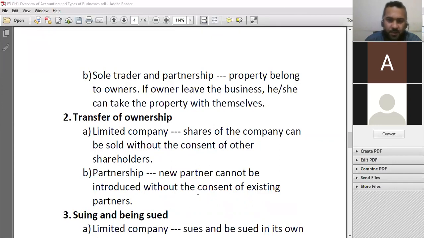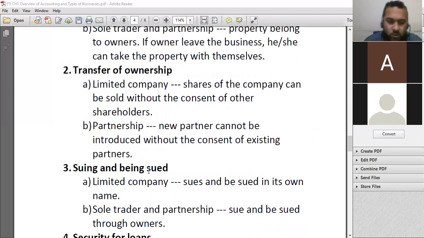In a limited company, you can transfer shares without the need to ask for the consent of other shareholders. While in a partnership, consent is important. If the other partners do not agree with you on the transfer of your share, you cannot transfer it in the partnership.